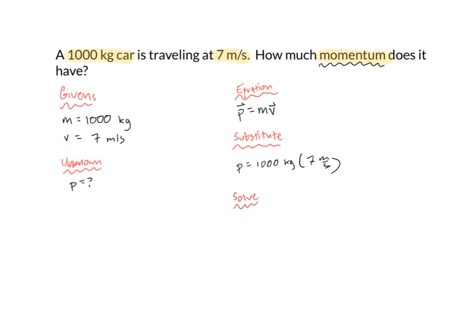You can either plug this in your calculator or probably do this in your head. I'm sure many of you can. Either way is fine. And what you'll find is that the momentum of this car is 7,000 kilograms times meters divided by seconds. And guys, I want you to take note of our unit here. It's really important that you're aware of what your units are for these problems.